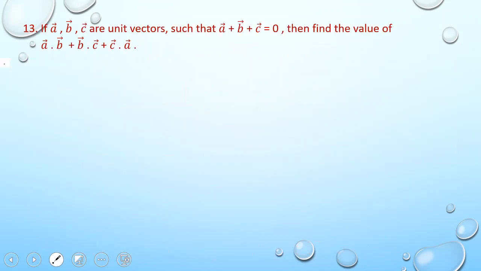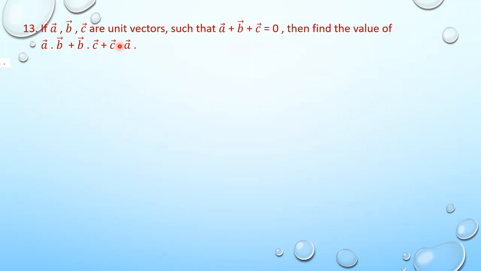So question number 13 is like this. Vectors a, b and c are unit vectors such that the sum of all the three vectors is equal to 0. Then find the value of the dot product of a and b, plus the dot product of b and c, plus the dot product of c and a. Means the sum of the dot products of ab, bc and ca, you need to find out.